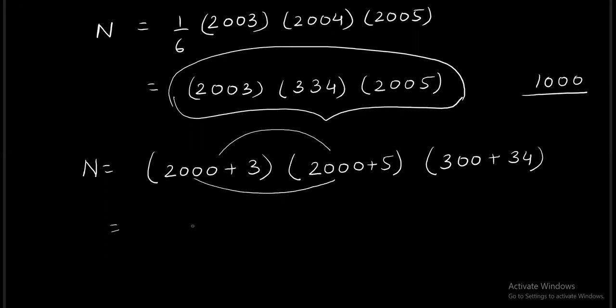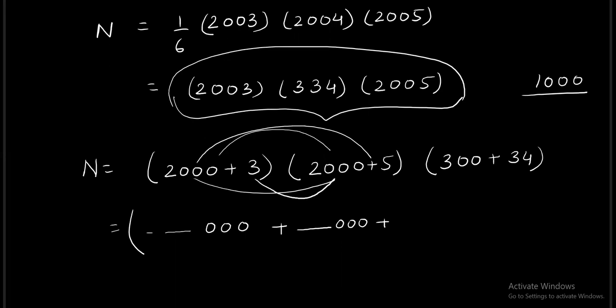2000 multiplied by 2000 will give me a huge number with the last 6 digits as 0. But I'm interested only in the last 3 digits, so I'll keep writing those last 3 digits. Then plus 5 into 2000 will give me the last 3 digits as 0. 3 into 2000, yes, we can write it, but I'm interested only in the last 3 digits, which are going to be 0. And then 3 into 5, the last 3 digits are going to be 015. It is only 15, so okay, it's fine. We can write it like this. You have to multiply it with 300 plus 34.